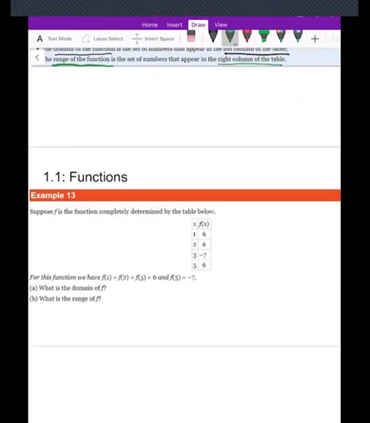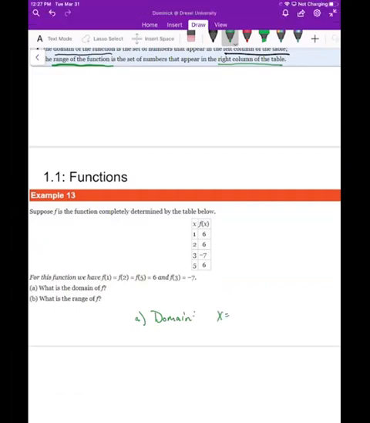Now in this case, what's the domain? The domain is the left side of your table, so that's x equals 1, x equals 2, x equals 3, and x equals 5. Then in part B, we want to know what the range is. Those are just the numbers y equals 6, and of course 6 repeats again, so I don't need to write it again, and y equals negative 7. And then another 6, so I don't need to repeat that.